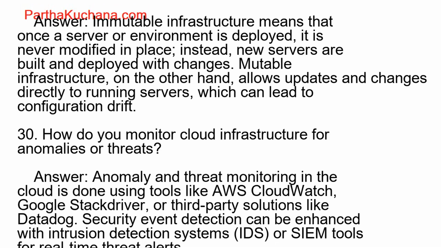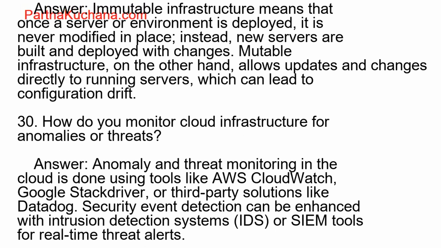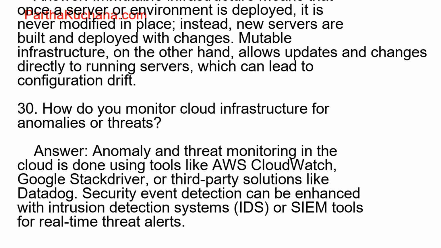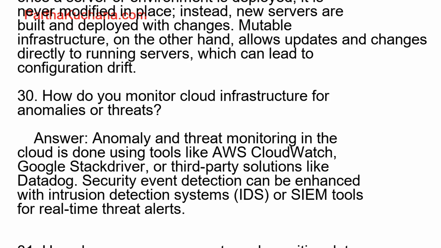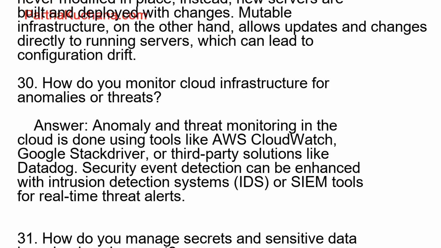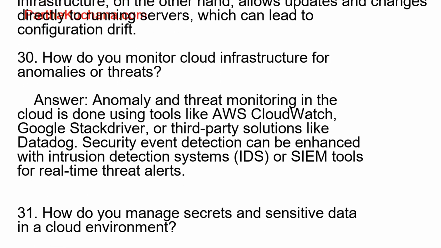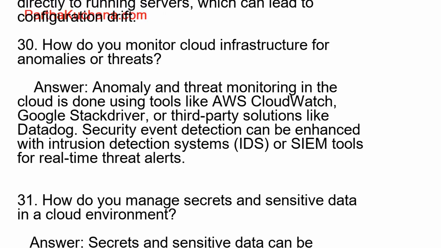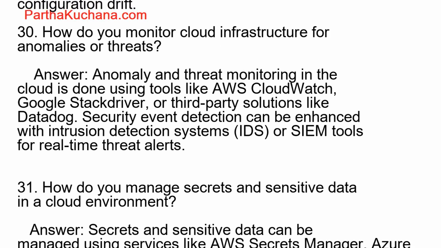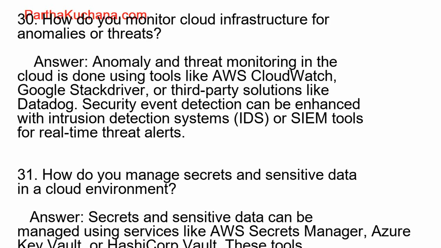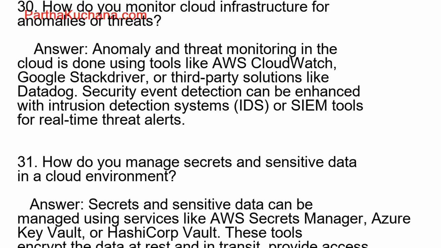31. How do you manage secrets and sensitive data in a cloud environment? Answer. Secrets and sensitive data can be managed using services like AWS Secrets Manager, Azure Key Vault, or HashiCorp Vault. These tools encrypt the data at rest and in transit, provide access controls, and rotate secrets periodically for enhanced security.